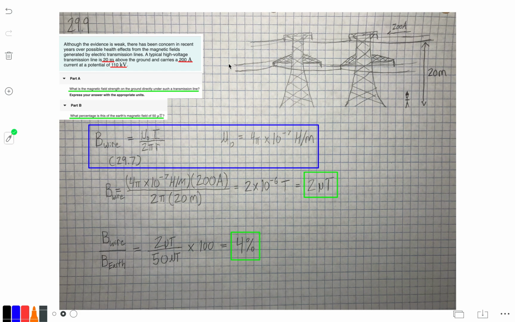So in chapter 29.4 of the book, we are introduced to this equation right here, which is the magnetic field of a wire. And technically, this is the magnetic field of an infinite straight wire, which is a little bit different than what we're working with in our model. So we're going to have to make some assumptions.